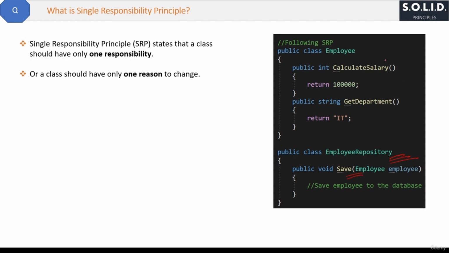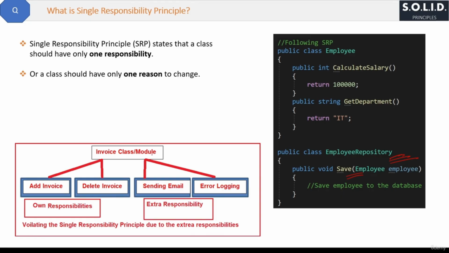If you are aware of repository and service classes, then they are the perfect example of the single responsibility principle which you can give. Another good example: suppose you have one Invoice class, then add invoice and delete invoice can be part of it. But sending invoice mail and error logging are extra responsibilities. So create separate classes for them to follow SRP there.